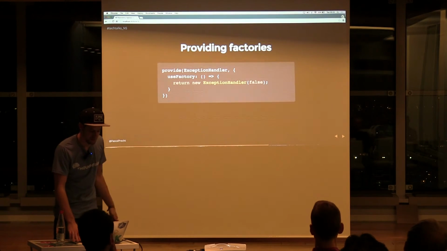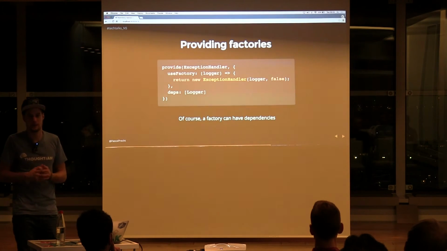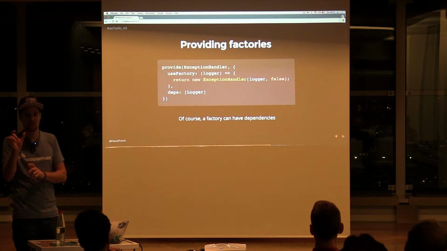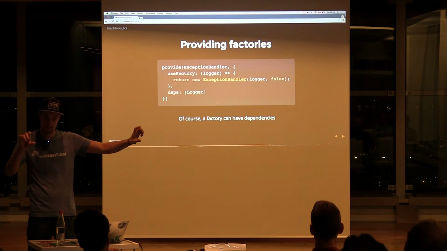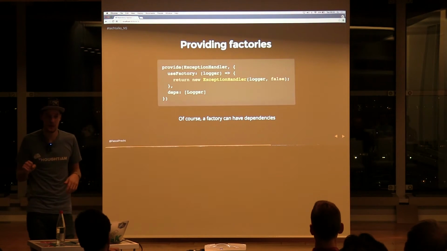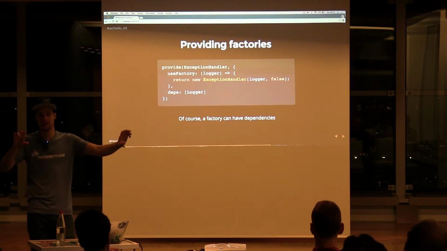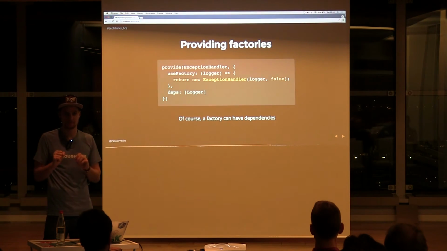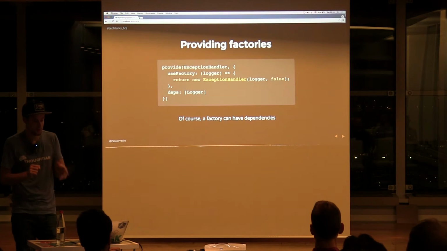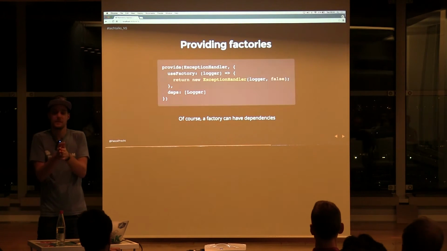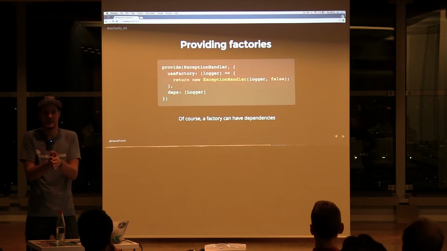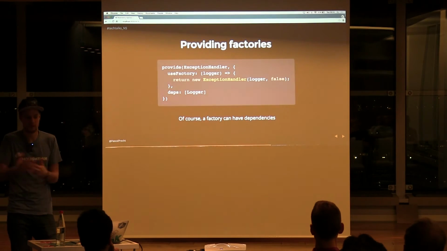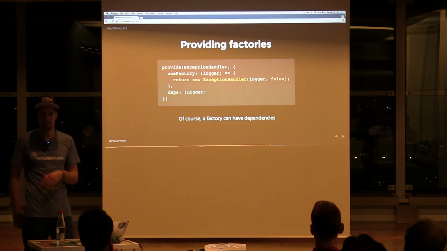Well, it turns out that factories, of course, can have dependencies themselves. So all you have to do is provide a property deps, which is a list of tokens. Here it is logger. And then all of these tokens are also just provided as providers somewhere in your configuration. What this means is that the first dependency of this factory is of type logger. And this is how Angular knows what this first parameter would be.